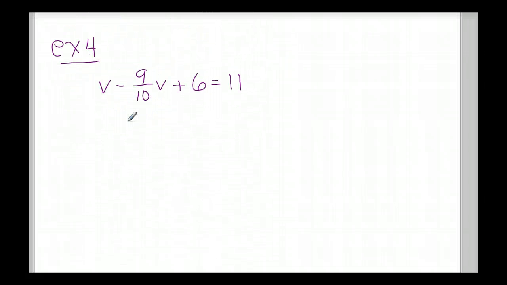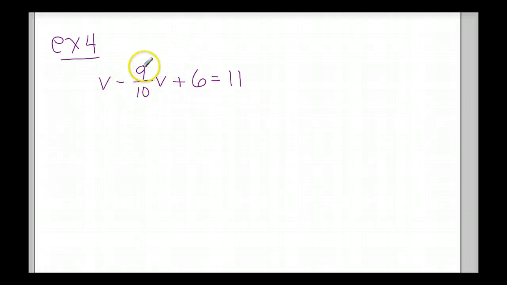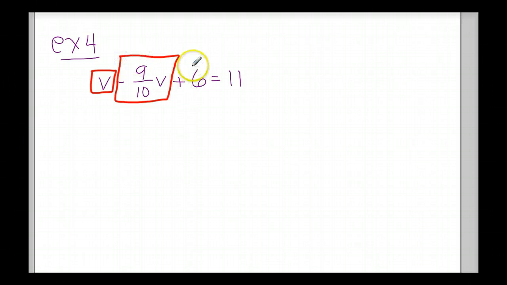Okay, so example 4. v minus 9/10 v plus 6 equals 11. So first things first, we want to box out our like terms. Well, let's count our v's. We have one whole v here, and right next to it we have a negative 9/10 v. There's no more like terms on this side of the equal sign, right? There's just a positive 6. Well, you might be thinking, oh my goodness, this is a hard fraction subtraction because there's a v here and there's minus 9/10 v.